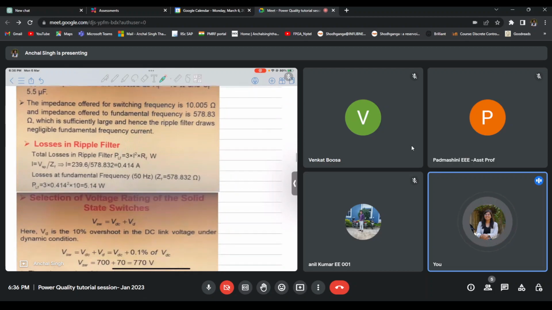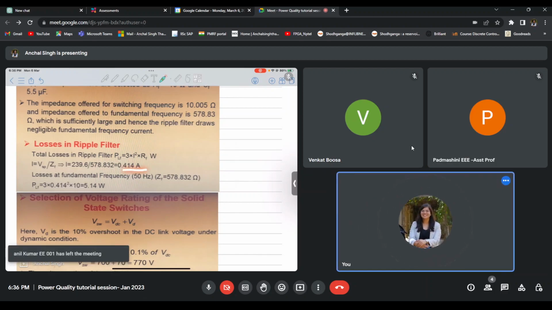Now, based on the values, we can calculate the losses in the ripple filter. We know that the current in the ripple filter is the phase voltage divided by the impedance. For the high frequency components, we could calculate the value of current, and then the losses, and then the losses at fundamental frequency can be found out in this way, 3I square R.